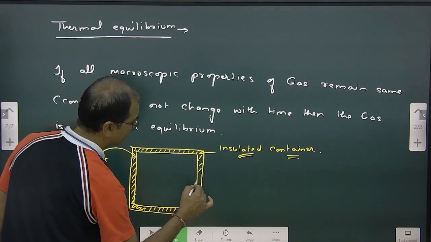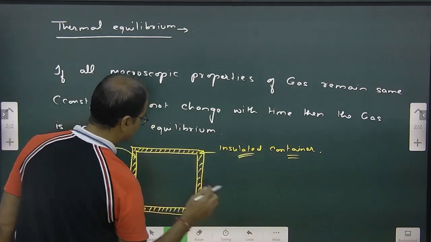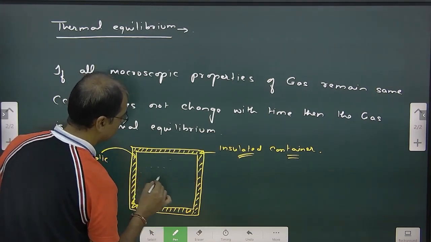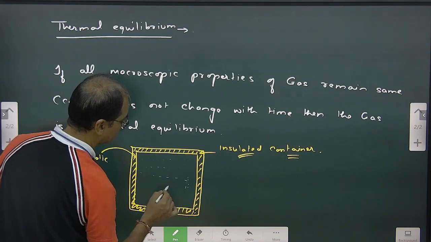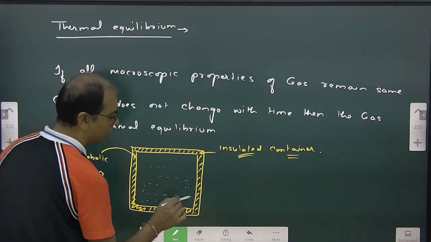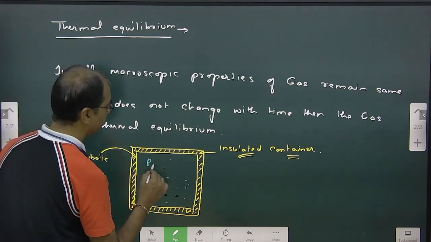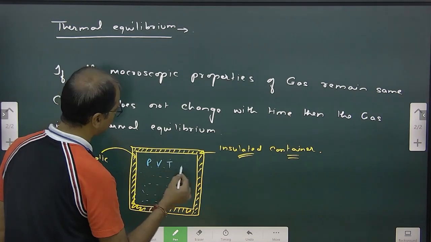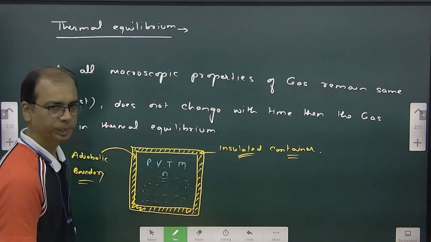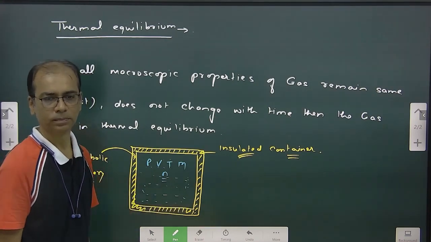Fine. Now we have a gas inside. There is a gas over here. Like this, the gas is there. Suppose that its pressure is P, volume is V, temperature is T, mass is M, and number of moles are N. Has anything changed? Nothing. No heat is flowing.